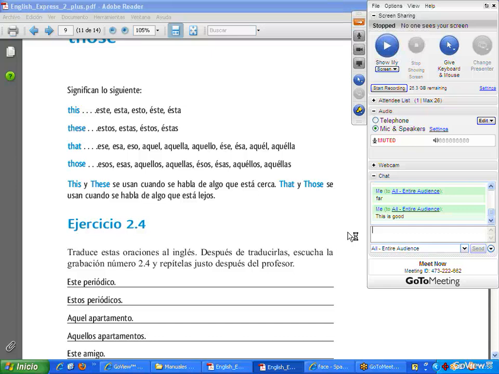Or these are, and now we have to go all the way back to see these. These are my books. These are my books. Those are your books. Okay? This is his car.